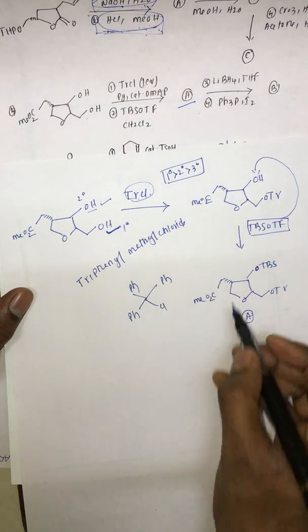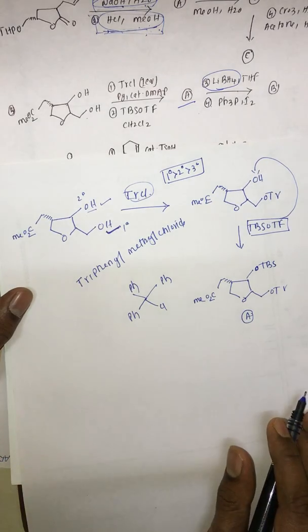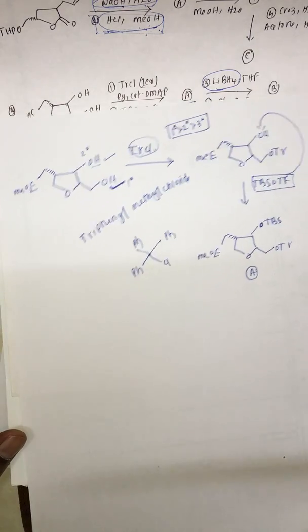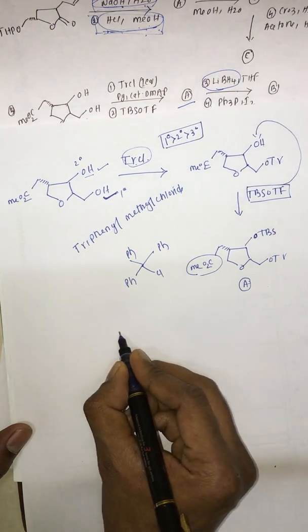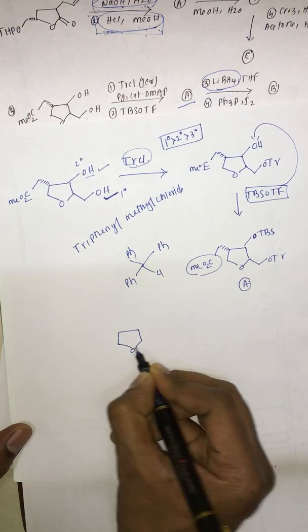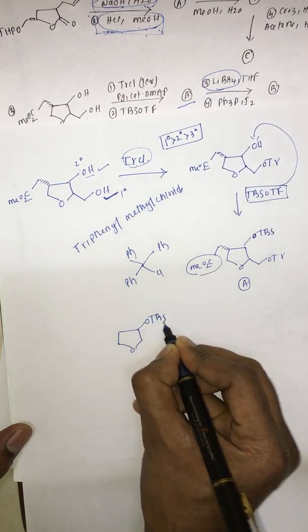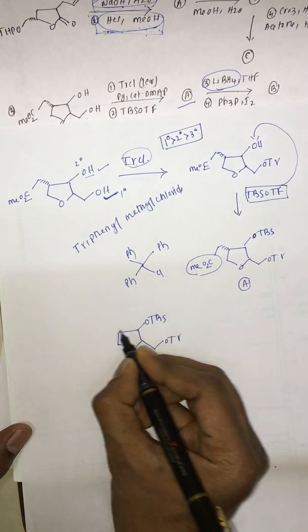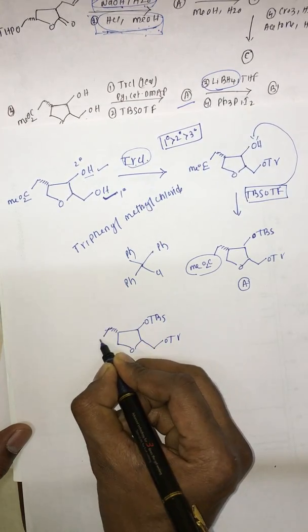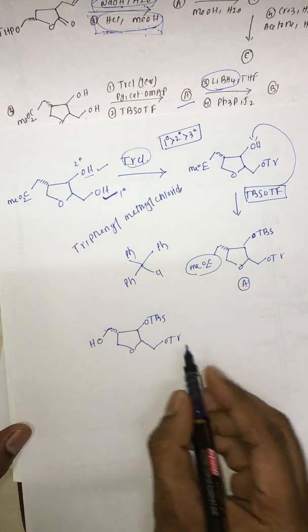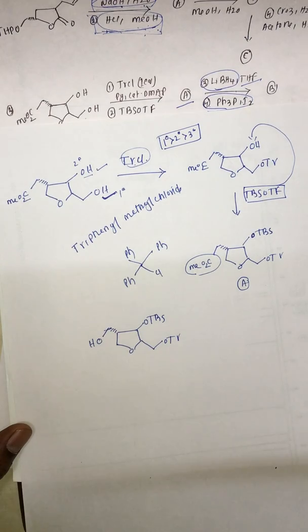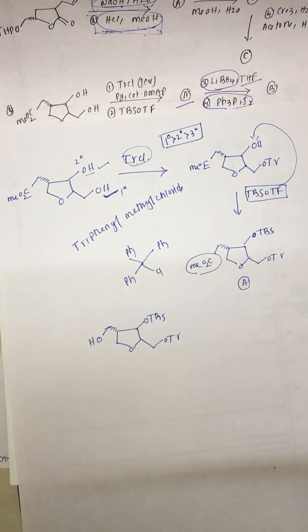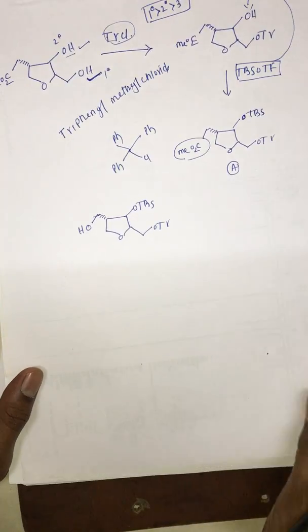So in the next step, we have lithium borohydride. So we know that lithium borohydride converts the esters into alcohols, right? So this ester converts into CH2OH. So here the product is OTBS and OTr, CH2OH. So this is after the third step, and we have here Ph3P and I2 also. So this reaction is very important. So first I will explain the mechanism, then I will go for the product.